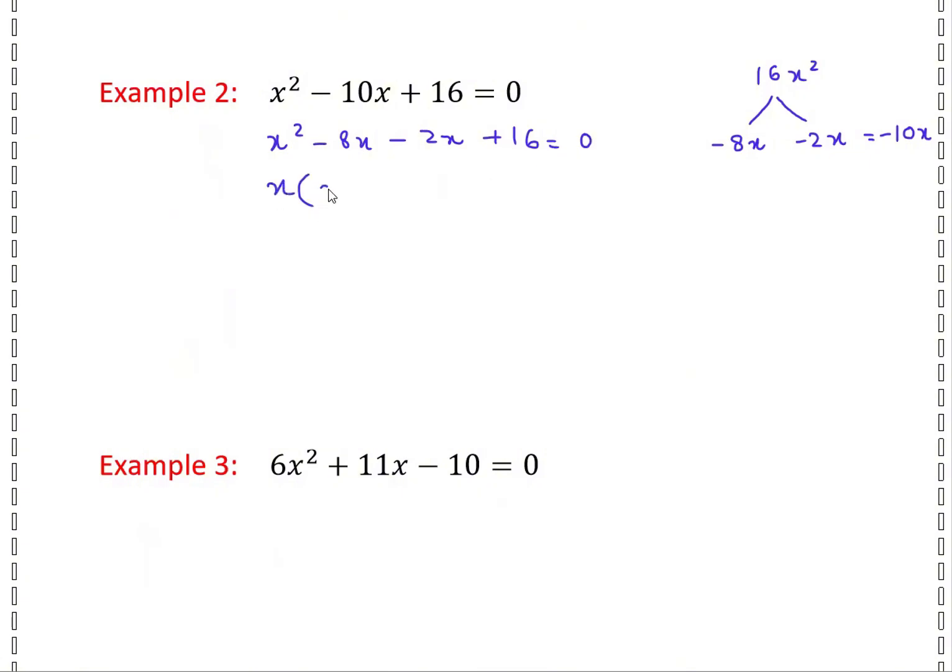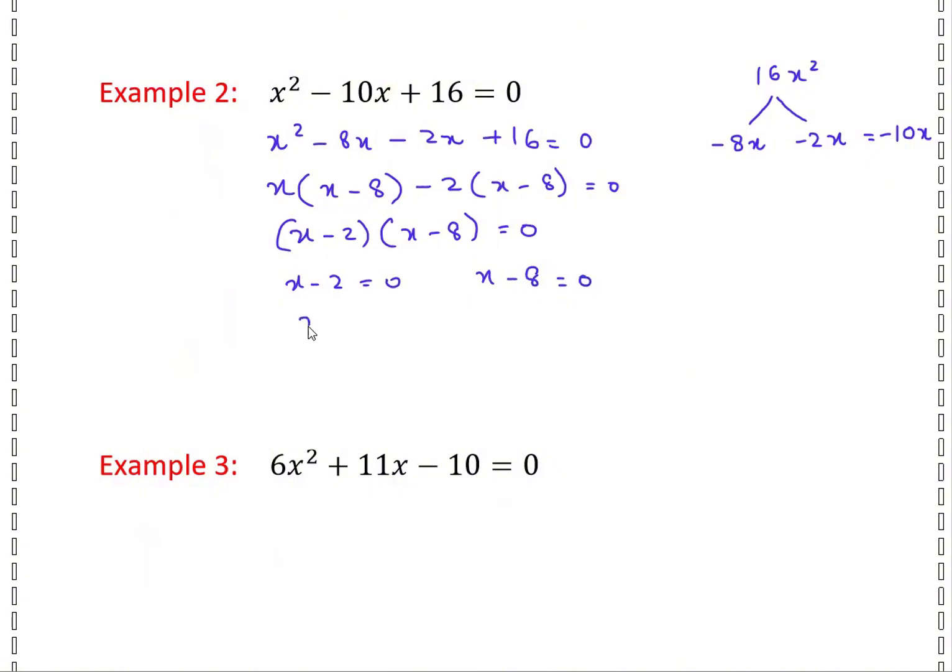x is common, x minus 8, minus 2 is common. x minus 2, x minus 8 is equal to 0. Then we will equate each factor to 0. When x is equal to 2 and x is equal to 8.